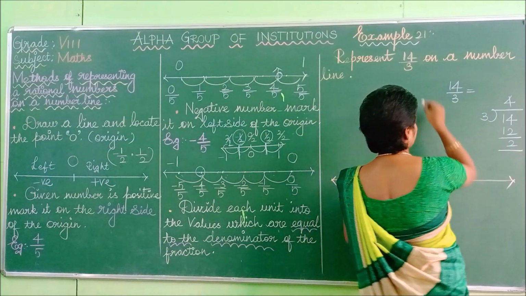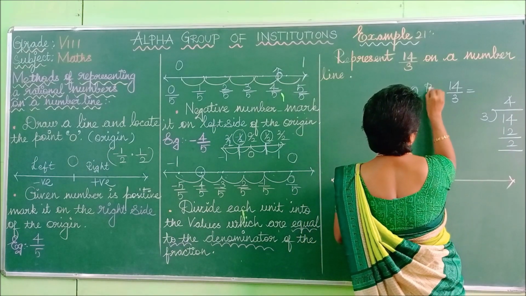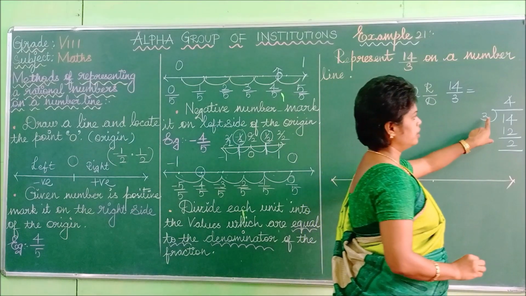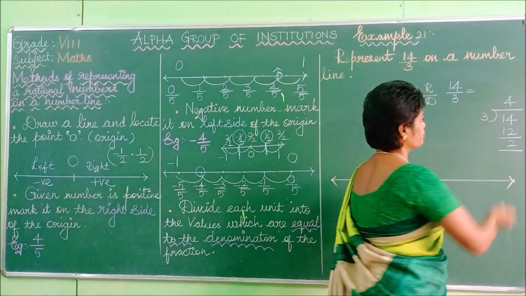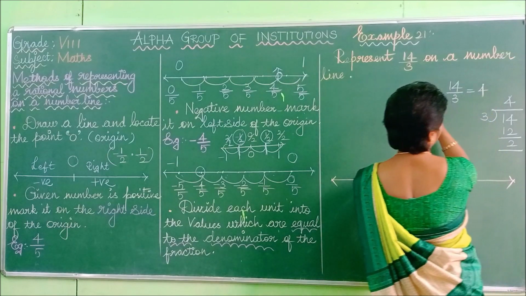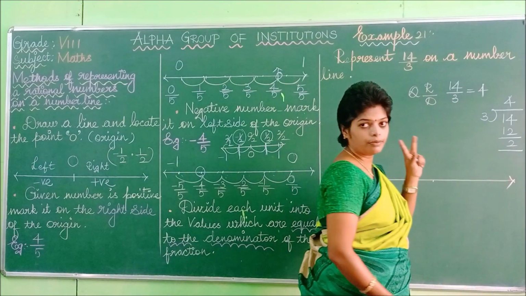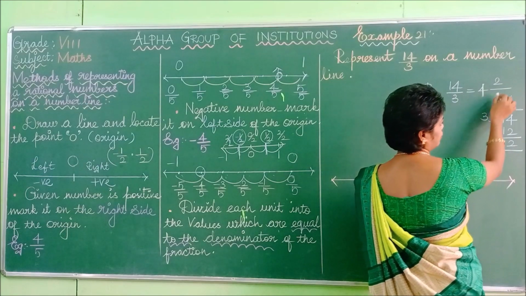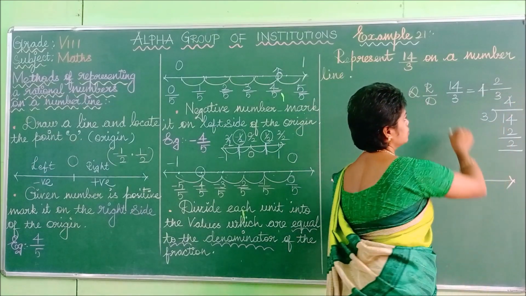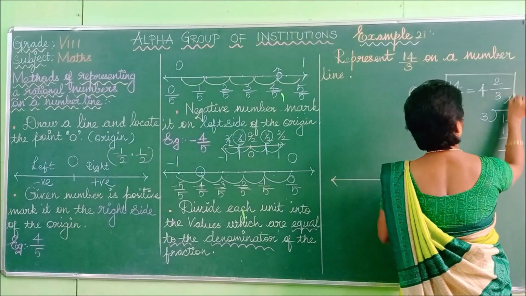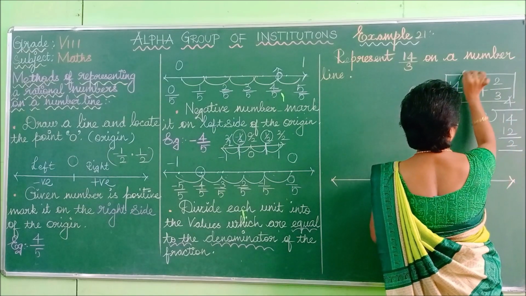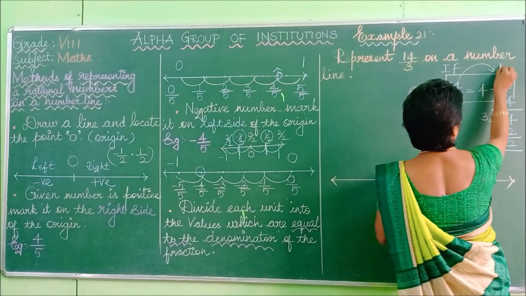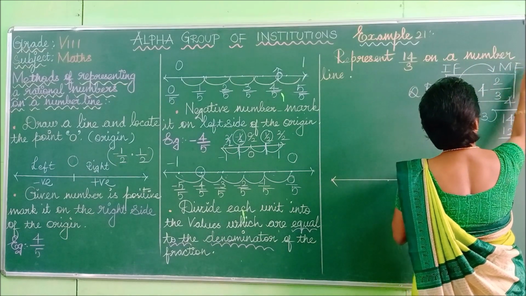So I have already given the quotient, remainder, divisor. What is our quotient here? Our quotient is 4. What about the remainder? Our remainder is 2. Then what is our divisor? We have divided the value by 3. So these steps are needed to change the improper fraction into a mixed fraction.